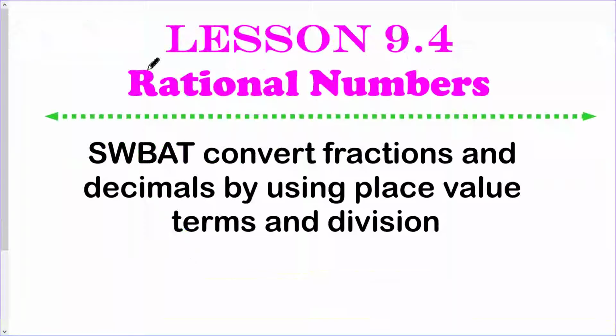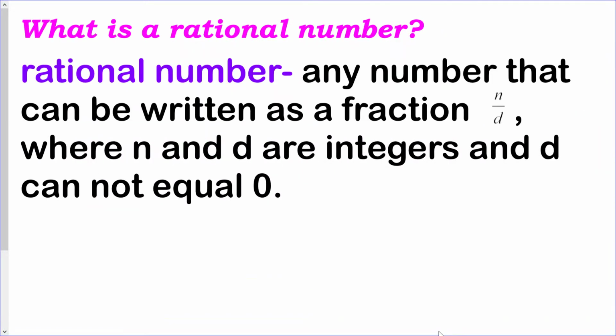Today we're going over lesson 9.4, which is on rational numbers. We are going to focus on converting fractions and decimals. So a rational number is any number that can be written as a fraction, where n and d are integers and d cannot equal 0. So anytime, even if you see a whole number such as 7, we can always make that as a fraction as 7 over 1.